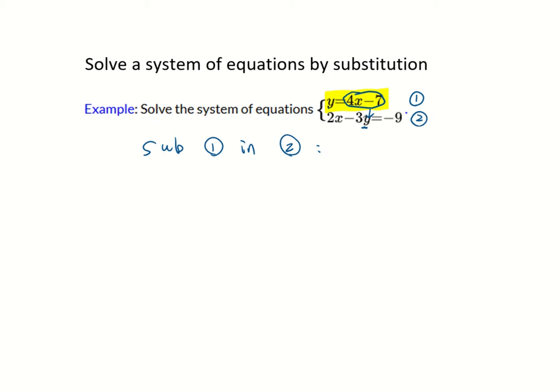So we have 2x minus 3. So instead of y in the second equation, I'm going to replace it by 4x minus 7. Okay, we're done substituting. Finish the equation. Equals negative 9. Okay, now we have an equation with only x in it. Now I'm going to solve for x.